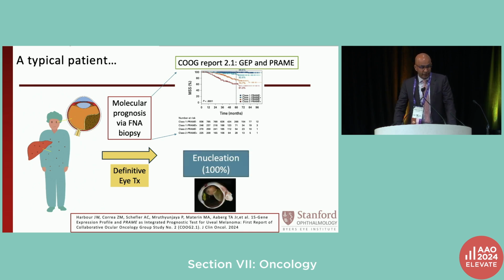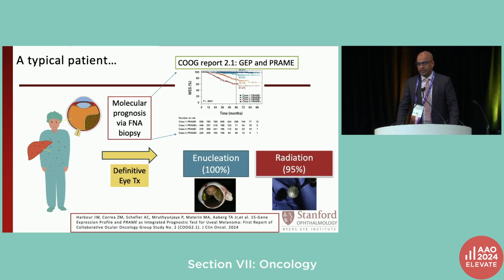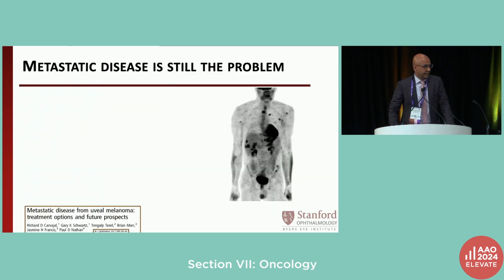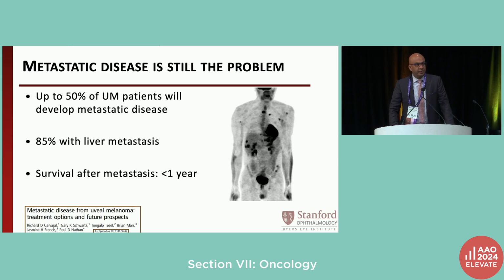And our options for local tumor treatment, enucleation or radiation, have an incredibly high success rate at controlling the tumor within the eye. But unfortunately, metastatic disease is still the problem. Up to 50% of patients will develop metastases, predominantly in the liver, and survival with metastasis is dismally poor.